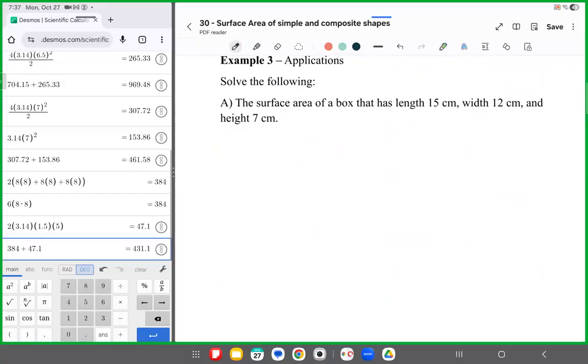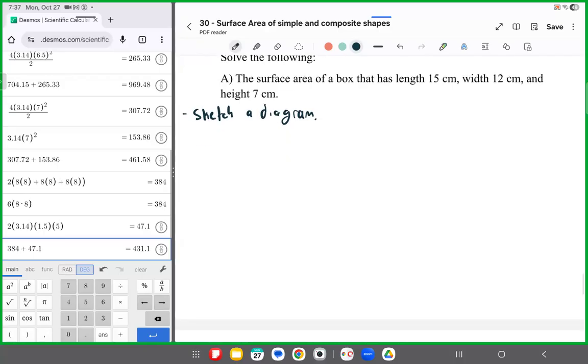So sometimes you get questions just like this. So we have the surface area of a box that has length 15 centimeters, width 15, and height 7, and it just wants you to answer these kind of questions. So when in doubt, my first recommendation is always try to sketch a diagram. Since it's not always clear what the question wants, and I find that having a picture of the thing you're trying to work with tends to make it easier. So here we're talking about a box, right? So I suppose a box might be a rectangular prism.